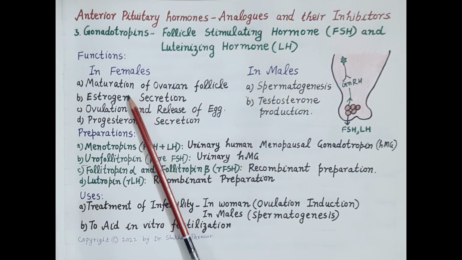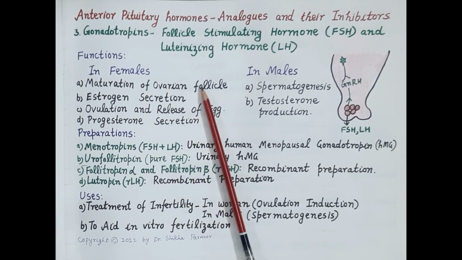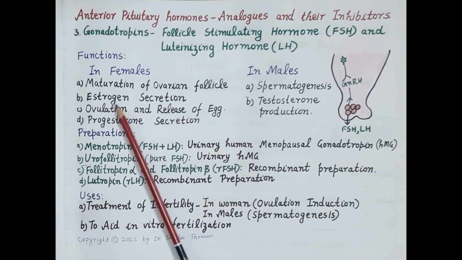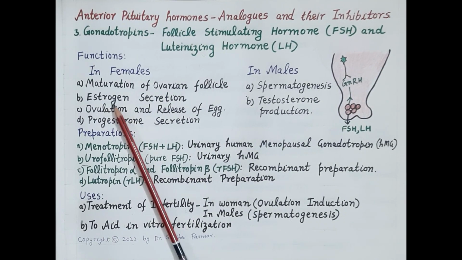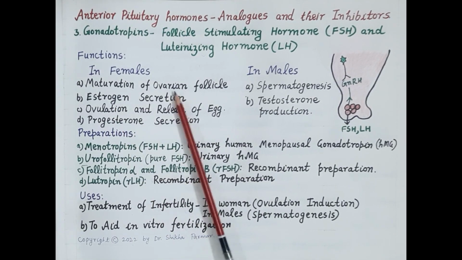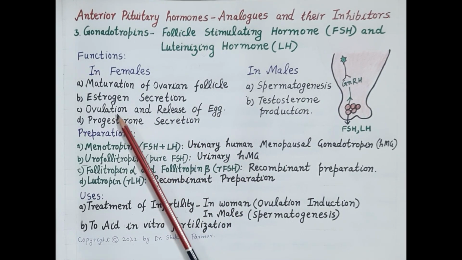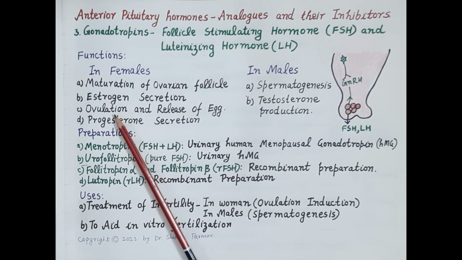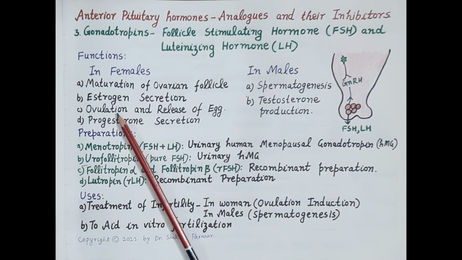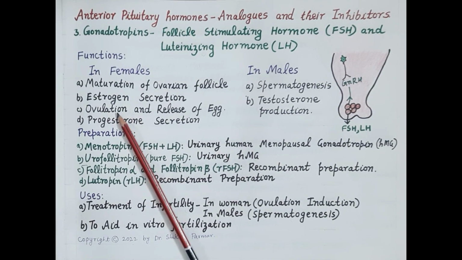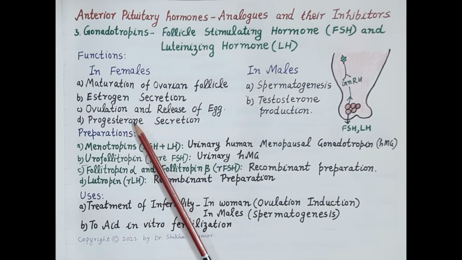As the name suggests, follicle stimulating hormone regulates growth and maturation of ovarian follicles. Ovarian follicles are present in the ovaries. Developing follicles secrete estrogen. Now, luteinizing hormone in association with FSH causes rupture of mature follicles, and that causes release of the ovum, or the egg, and the process is called ovulation. The ruptured follicle is called corpus luteum and it produces predominantly progesterone.